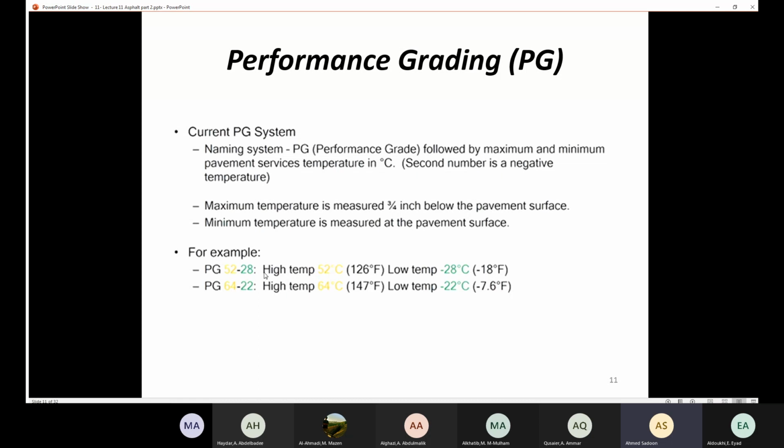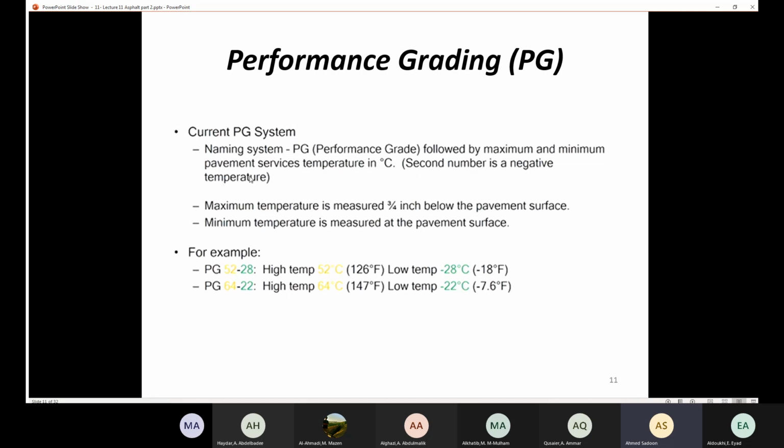Okay, that means the maximum temperature is 52. This type of asphalt can support up to 52 degrees Celsius, and it can also support down to minus 28 degrees Celsius. So here is another example, PG 64-22. It means that it can support up to 64 degrees Celsius, and also down to minus 22 degrees Celsius. This one is the maximum, and this one is the minimum. Okay, always the minimum, or the second number, is going to be a negative temperature.